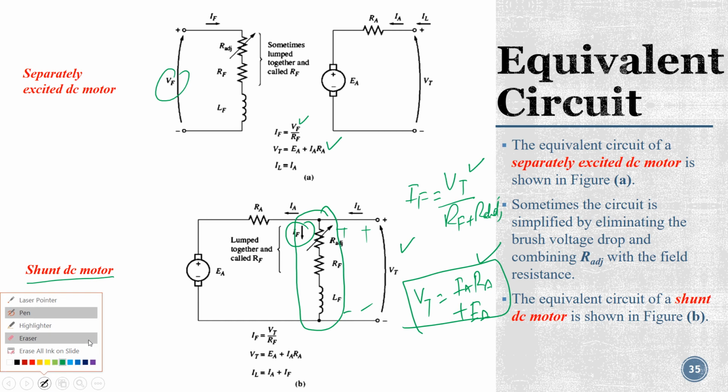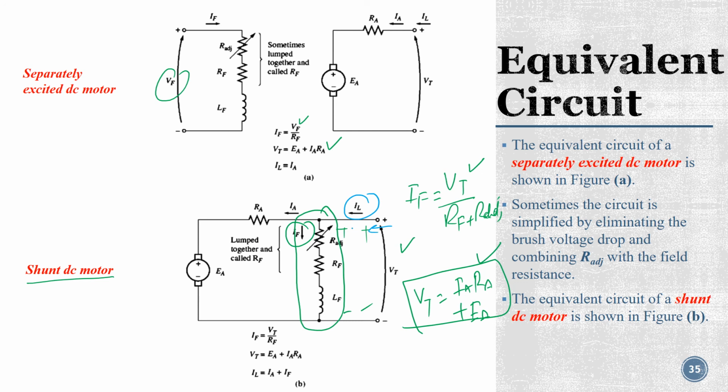Next, the important thing is that this is your load current which is coming from your supply, and this load current is dividing into the field current and the armature current. So basically the load current is equal to the armature current plus the field current here. That is the difference between this one and this one.